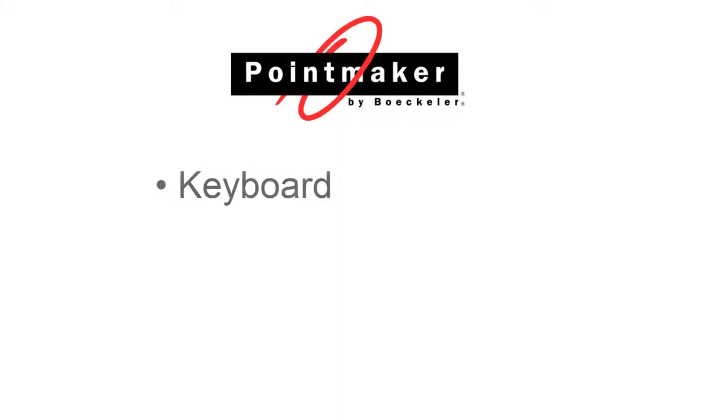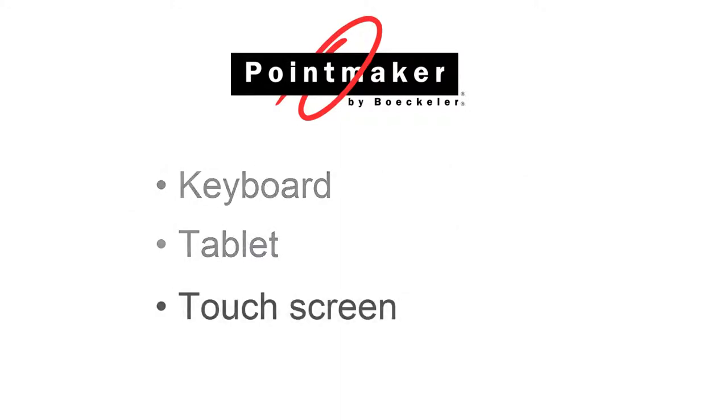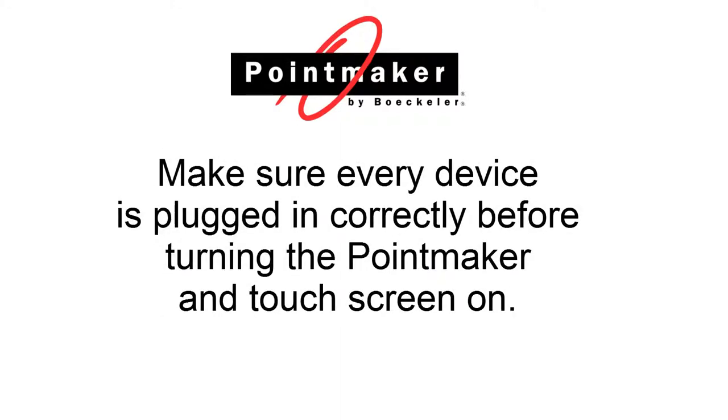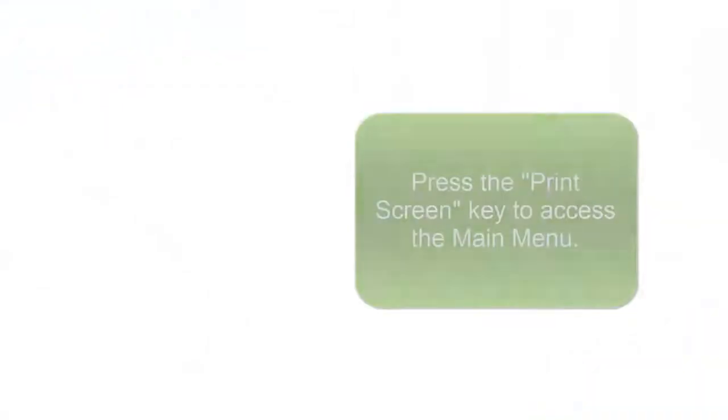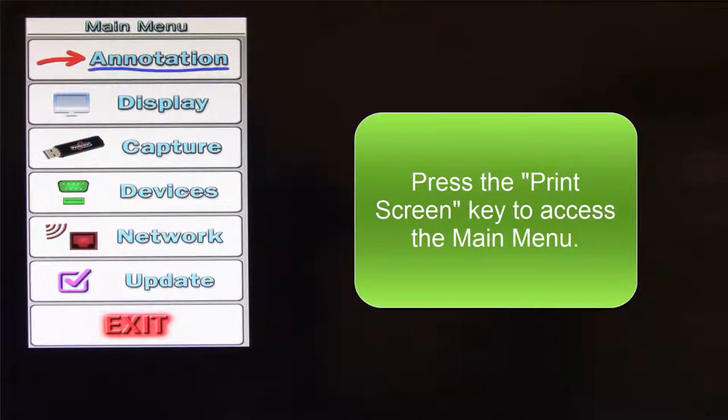In this video, I'll show you how to access the main menu from a keyboard, a tablet, or a touchscreen. Make sure every device is plugged in correctly before turning the Pointmaker and touchscreen on. If using a keyboard, press the print screen key to access the main menu.